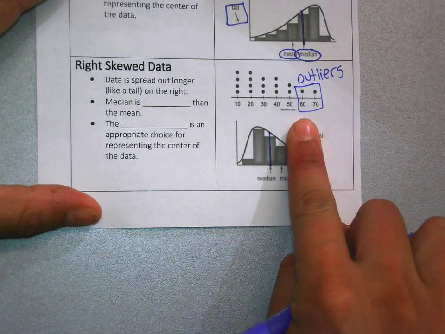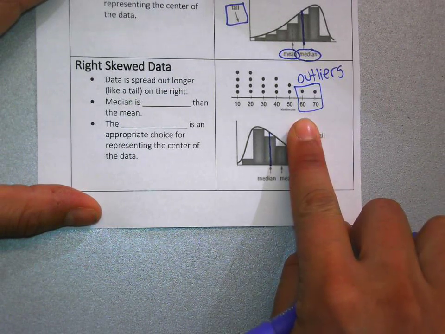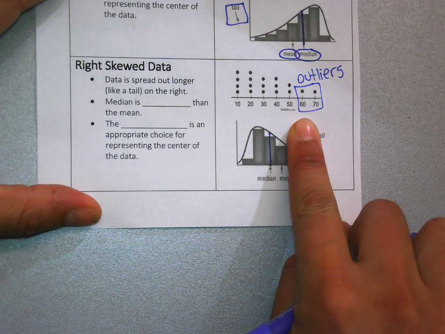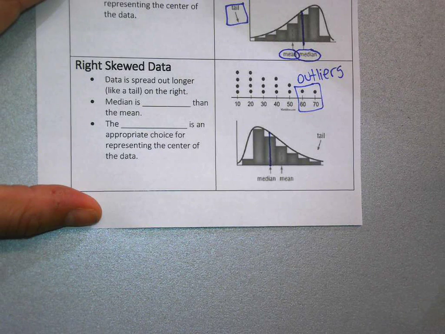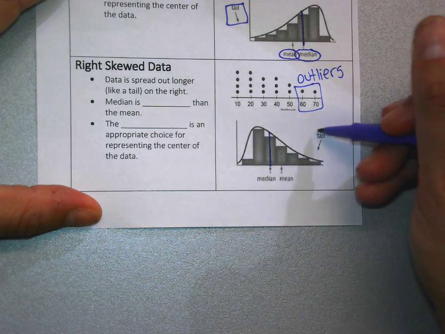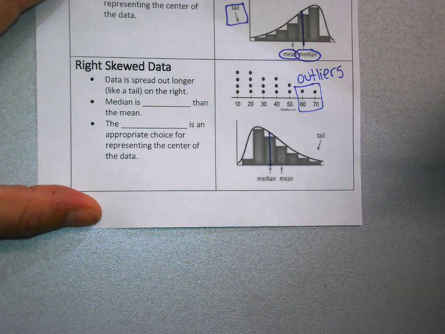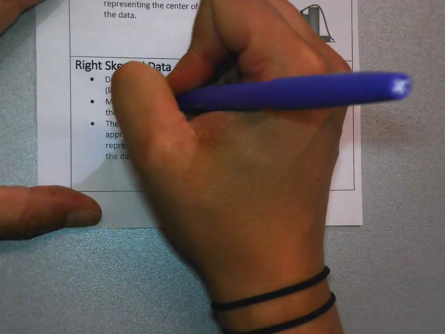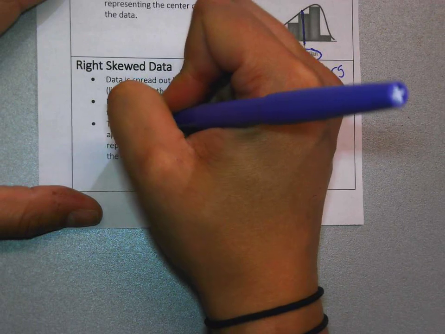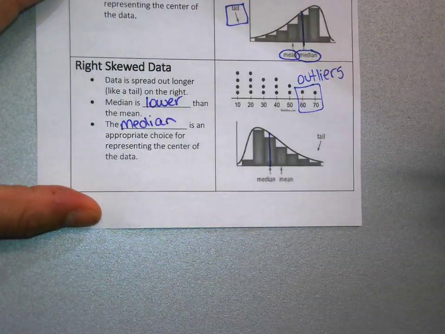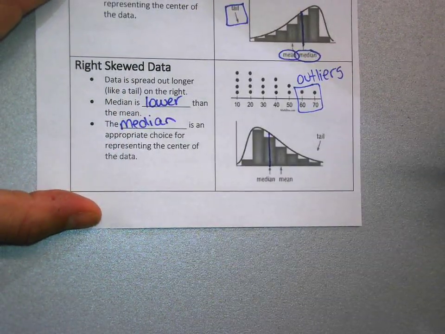Put your hand in the empty space. You'll see that your hand is on the right-hand side of the graph, thus making it right skewed. So again, data is spread out longer like a tail on the right. The median is lower than the mean, and the median is an appropriate choice for representing the center of the data.